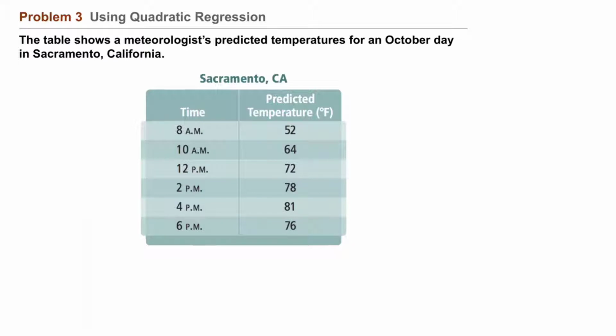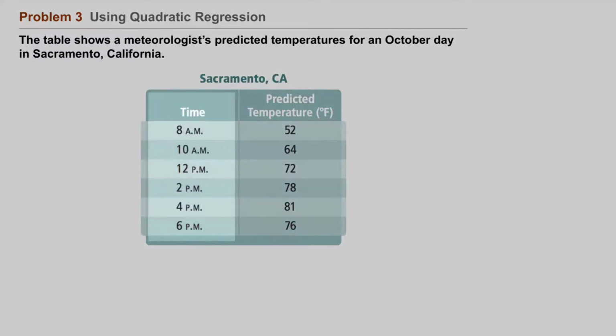The table shows a meteorologist's predicted temperatures for an October day in Sacramento, California. Note the table. We have times at the left, 8 a.m., 10 a.m., looks like 2-hour increments all the way until 6 p.m. And a predicted temperature in degrees Fahrenheit, beginning with 52 degrees at 8 a.m. and ending with 76 degrees at 6 p.m.